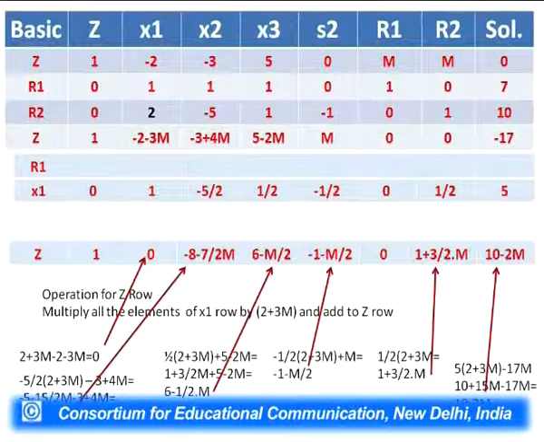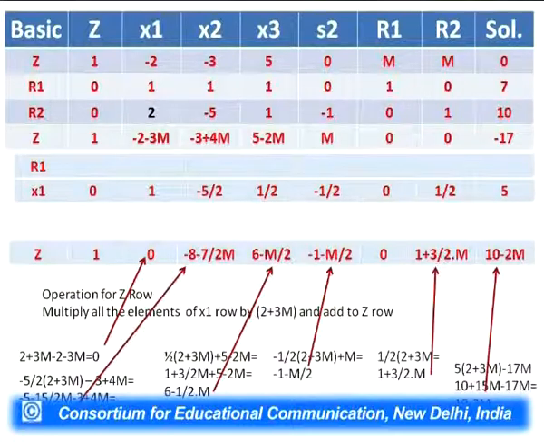And finally 10 minus 2m has been calculated like this: 5 plus 2 plus 3m, because we have to multiply it with 5, because the value is 5. So 5 plus 2 plus 3m minus 17m and 10 plus 15m minus 17m, and then finally we get 10 minus 2m. So this is the way we have converted all the element values to bring only 0 under x1.